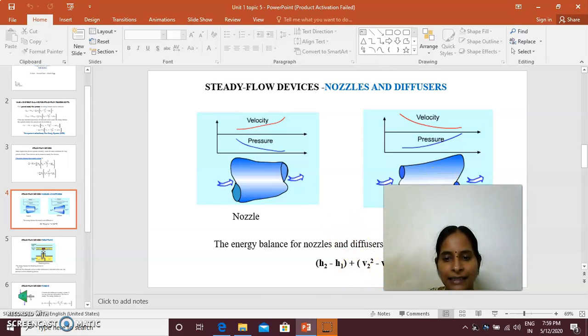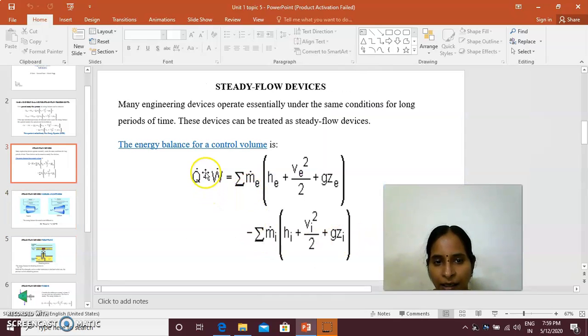As far as this application of the steady flow energy equation is concerned, we are again confirming mass in is equal to mass out, energy in is equal to energy out. After the derivation of the SFEE, if you apply these nozzle and diffuser concepts in the SFEE, you can see here Q.